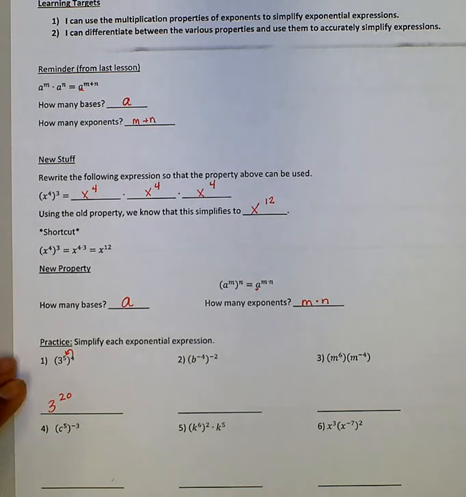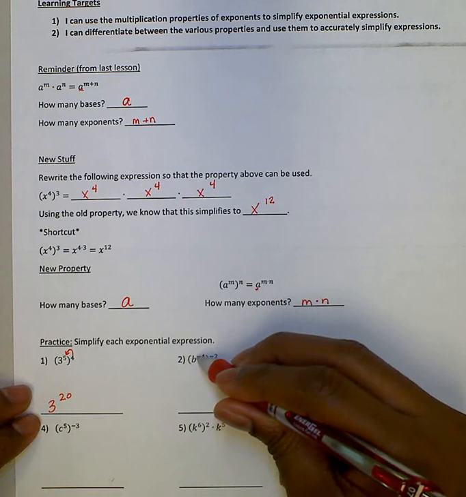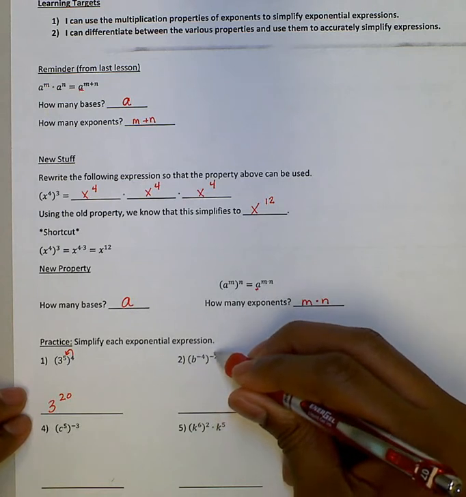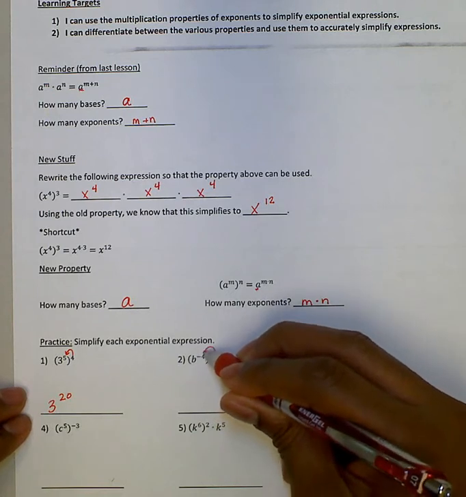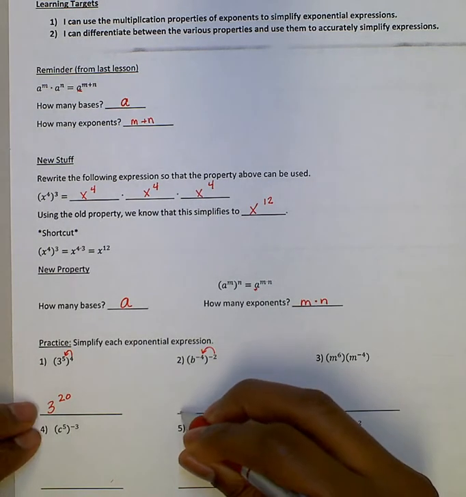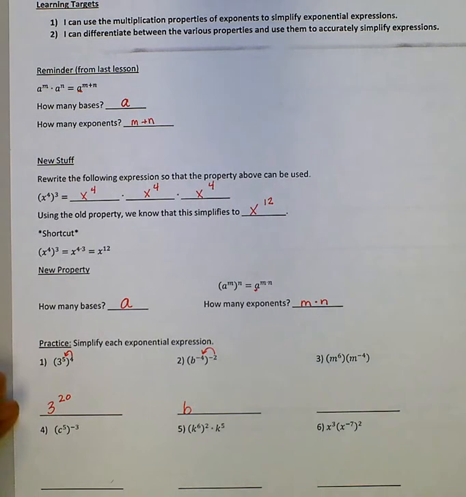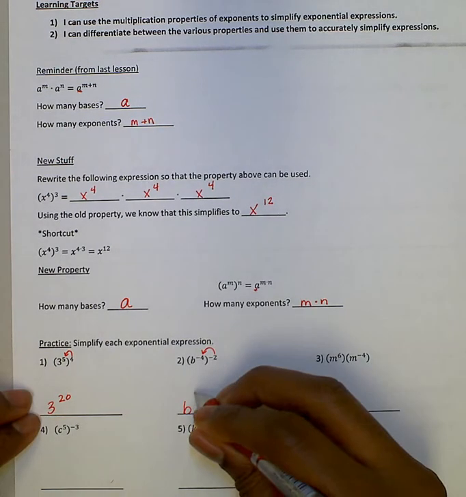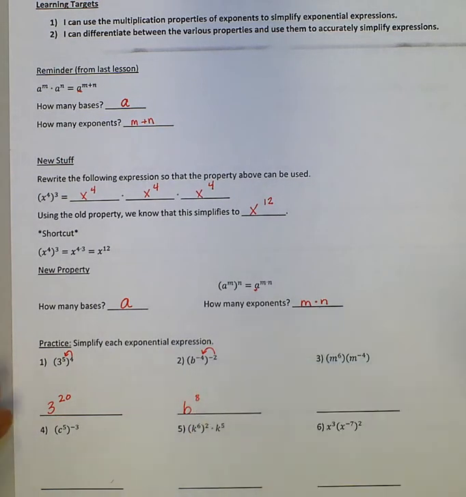Works with variables as well as the base. Number 2, b to the negative 4th power to the negative 2nd power. Okay, we're going to take this and distribute to the exponents inside. So b, negative 4 times negative 2, 8. B to the 8th.